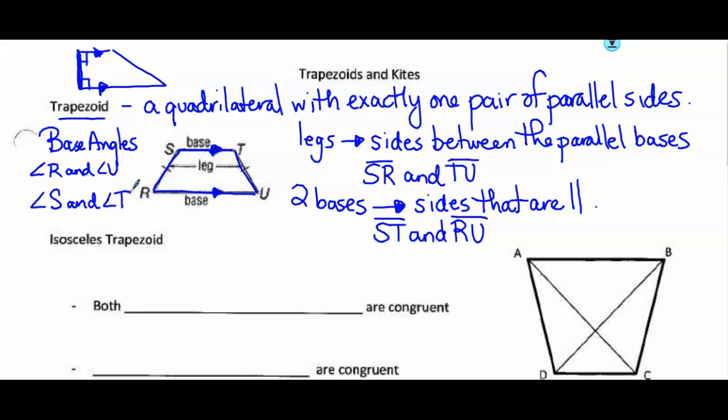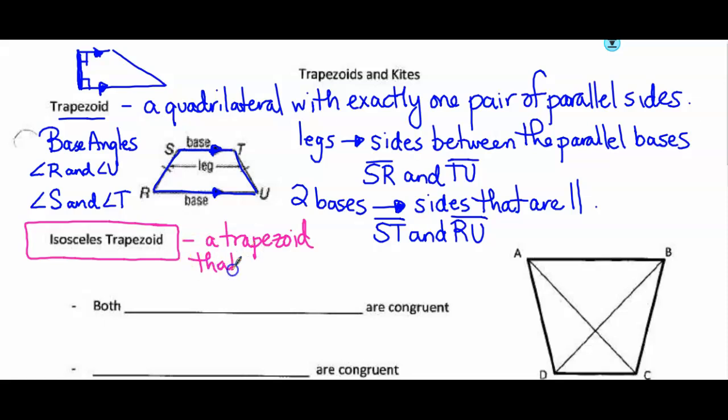But you also need to know the difference between trapezoid and isosceles trapezoid. So this is your next figure. An isosceles trapezoid is a trapezoid that has congruent legs. So it has the properties of a trapezoid, one pair of parallel sides, and it has to have congruent legs. So we have this picture over here. I'm going to put markings here saying that it has one set of parallel sides.